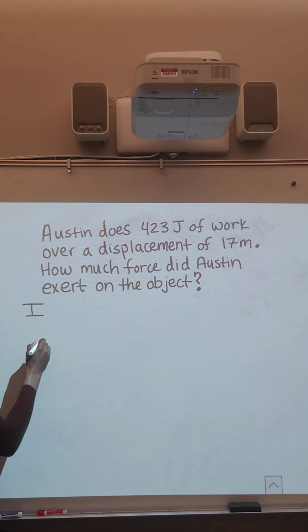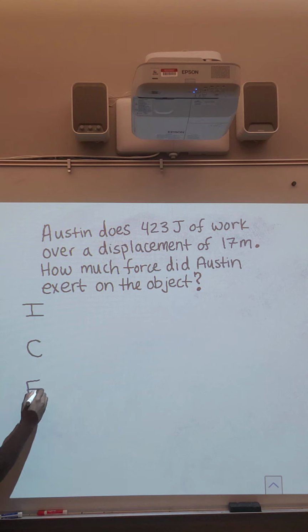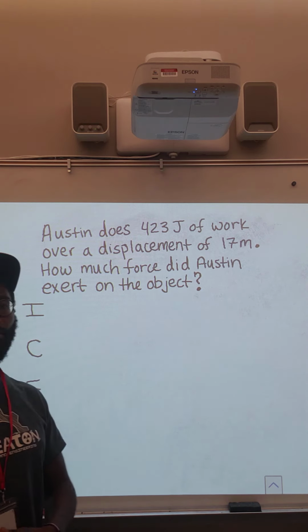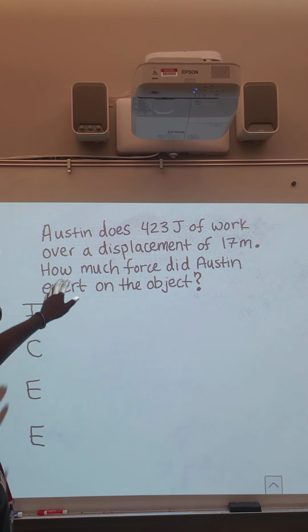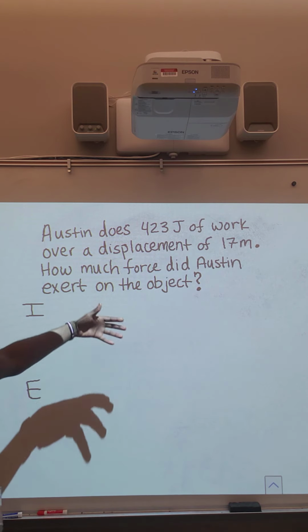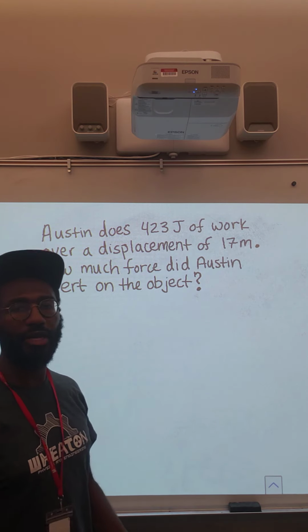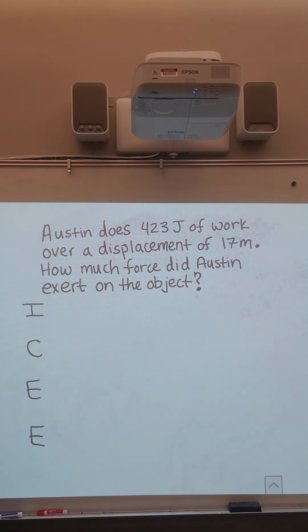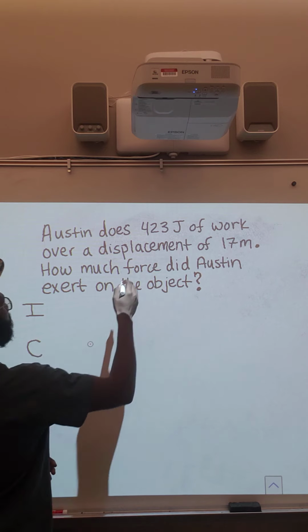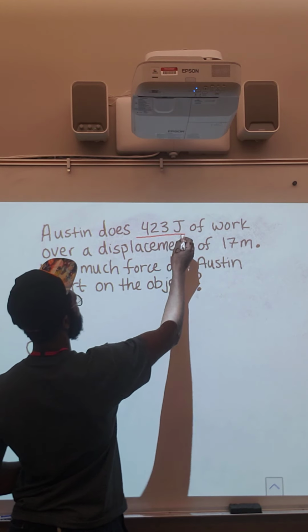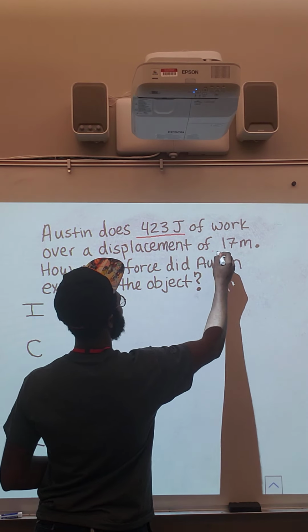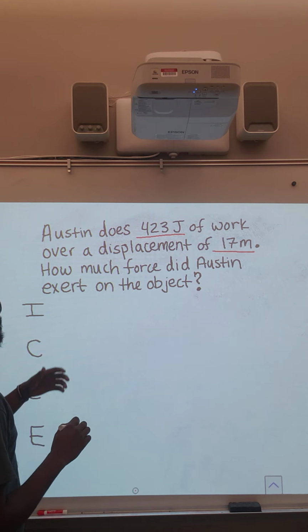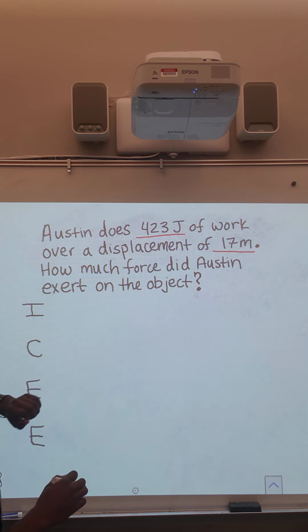We'll start this problem just like we started the other problem. The first step of the ICE method is to identify. Here we want to identify all of the measurements in the problem. Remember, a measurement is just a number and its units. So we're going to identify 423 joules and 17 meters, and that looks like all the measurements in the problem.